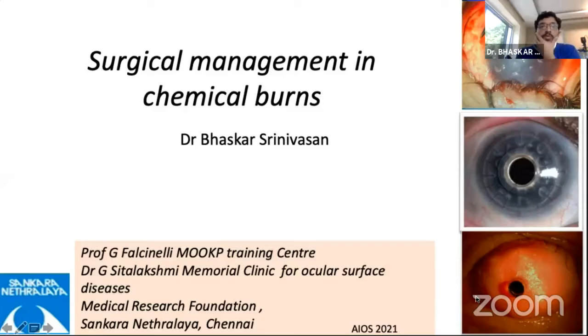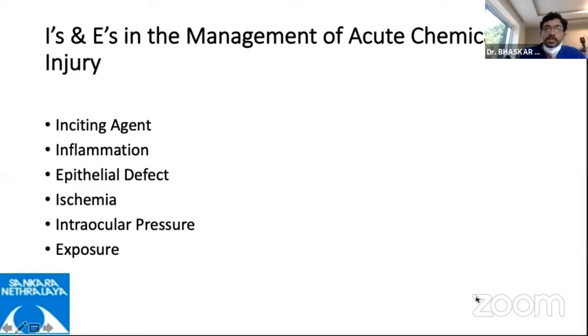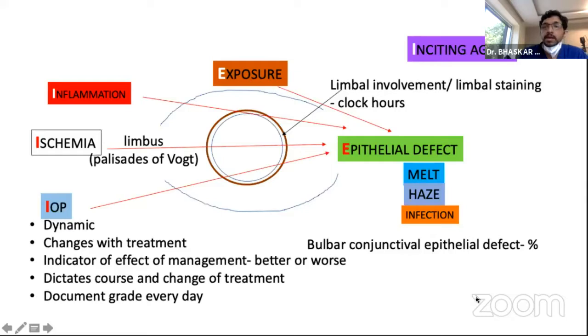So we'll just go through briefly the surgical management in chemical burns. Both Devyani and Ramya have done a good job as far as the introduction part and the medical management is concerned. No financial interest. Like Devyani mentioned, you need to address the eyes and ears in an acute chemical injury, and how you manage an acute injury actually results in a better outcome in a chronic phase.